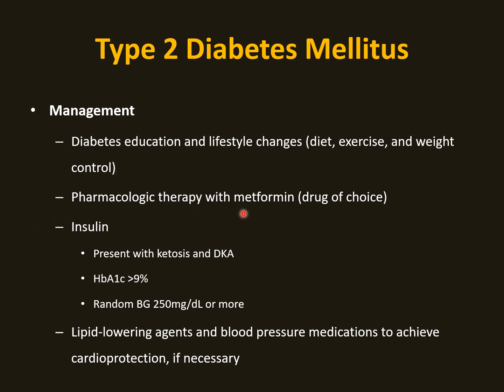For pharmacological therapy, the drug of choice is metformin. Metformin is what is approved for children, and it is the drug of choice. Insulin: if the patient presents with ketosis or DKA, you need to use insulin, or if the hemoglobin A1C is more than 9%, or if the random blood glucose is 250 milligram per deciliter or more. Lipid lowering agents and blood pressure medication are used to achieve cardioprotection if necessary.